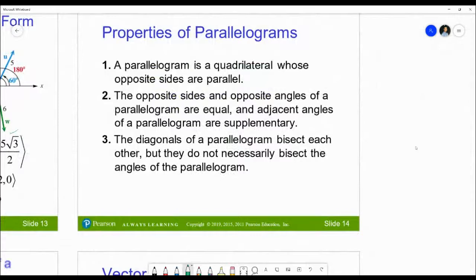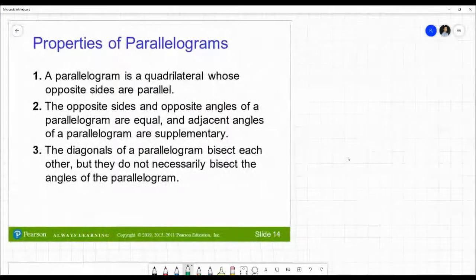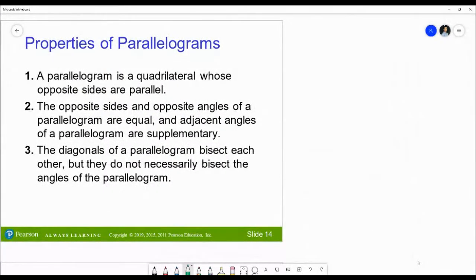Okay, so let's talk about properties of parallelograms. Now, this is important for you to be able to understand how to solve word problems later on, because you will need to use parallelograms in order to solve the word problems. So what is a parallelogram?